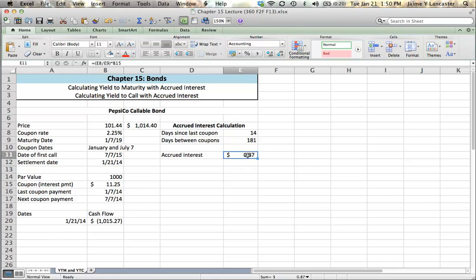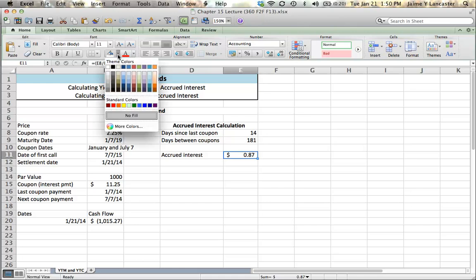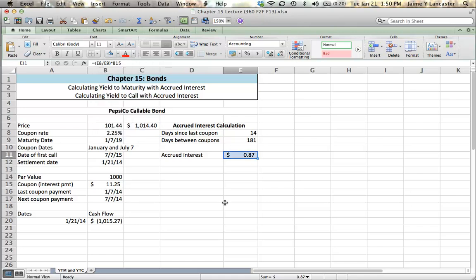And we use this idea of accrued interest to help us pay back the seller of the bond for the portion of the interest that they have earned, but for which we will receive the payment.